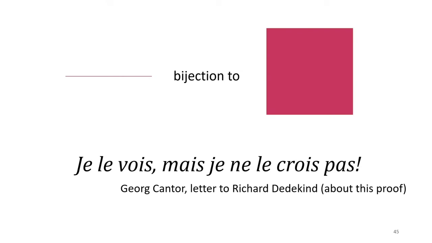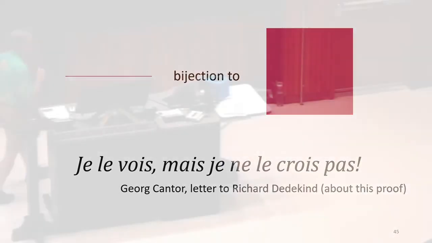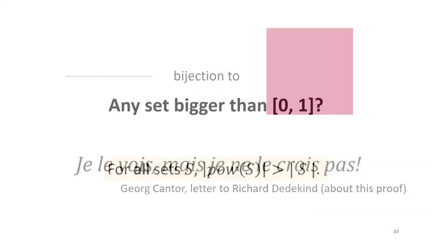This was Cantor's quote. A lot of people think this was about showing the real numbers are uncountable or showing the power set proof. This was actually about this, showing that these two are the same size. That was the thing that he found most surprising, which is pretty surprising. And we know power sets are going to be bigger.